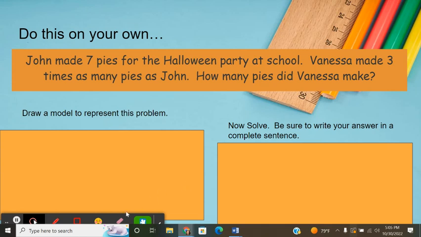All right, try this one on your own. John made 7 pies for the Halloween party at school. Vanessa made 3 times as many pies as John. How many pies did Vanessa make? Go ahead and draw a model to represent this problem.